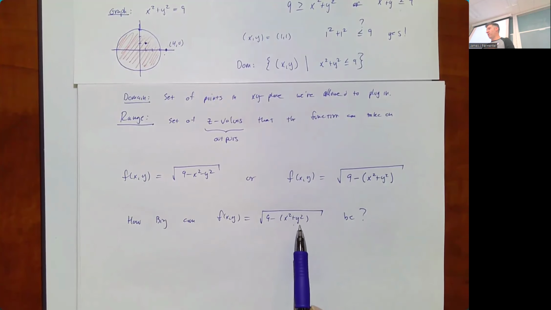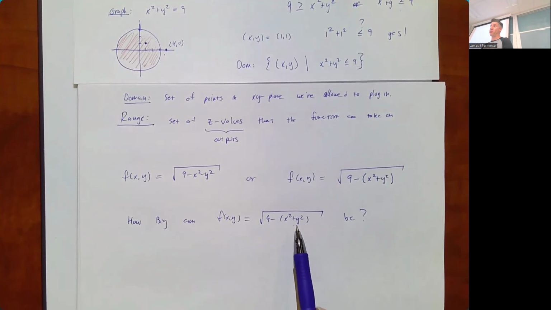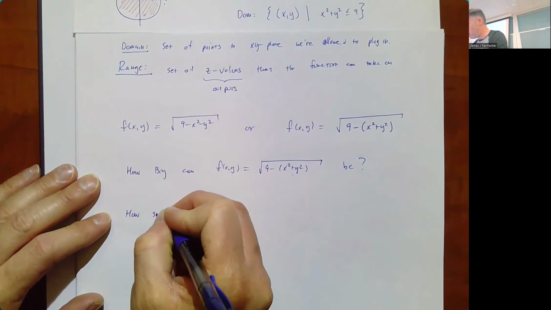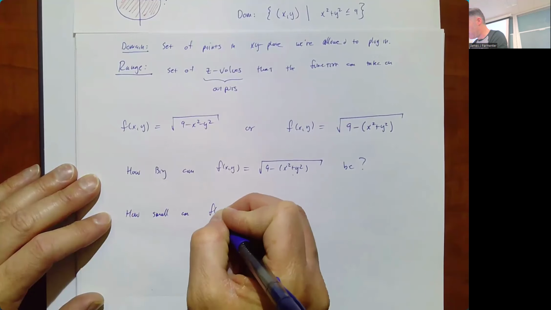So let me ask both of you, what's the smallest value x squared plus y squared could ever be equal to? Say that one time. That's actually so you're answering the other question, actually. You're answering that question, how small can I make the entire thing? And you're right. Let's go there for a second. So if I wanted to answer, how small can the function be?